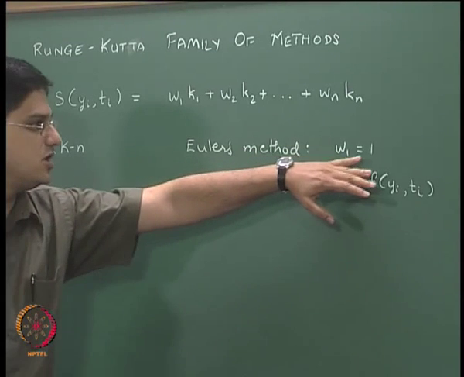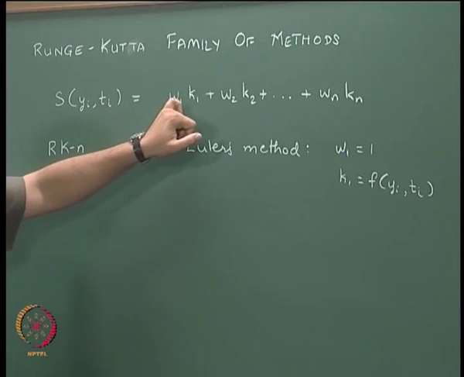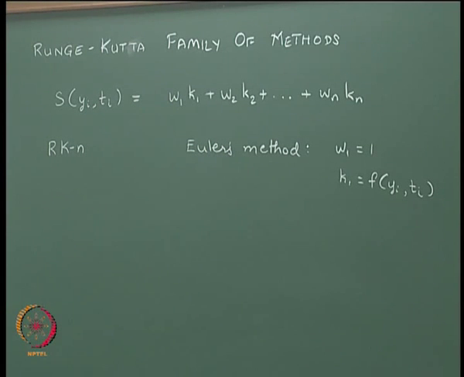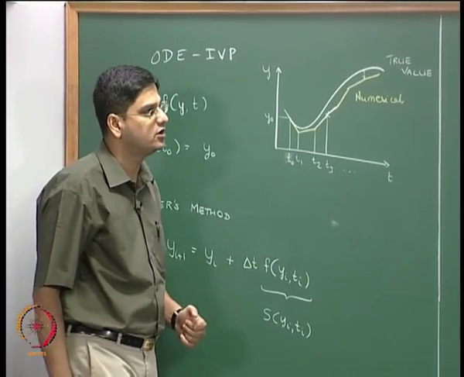So when we substitute w equal to 1 and k1 equal to f, we will get s as nothing but equal to f at yi, ti, and that is really what we see as the Euler's method for solving the ODE, the numerical solution for the ODE.